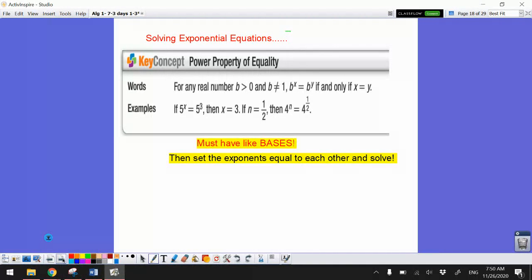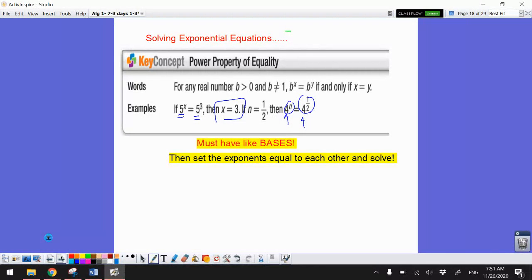Okay, make things match. So for example, if I see 5 to the x and I see 5 to the third, I see these like bases. If those bases are the same, then what I can say is x equals 3. So the powers are going to be equal, and that is going to work all the time. So same thing here: if I have a base of 4 and a base of 4, I can pull out the powers, set them equal to each other, and solve.